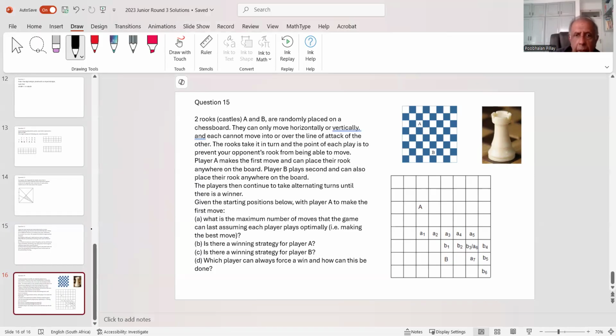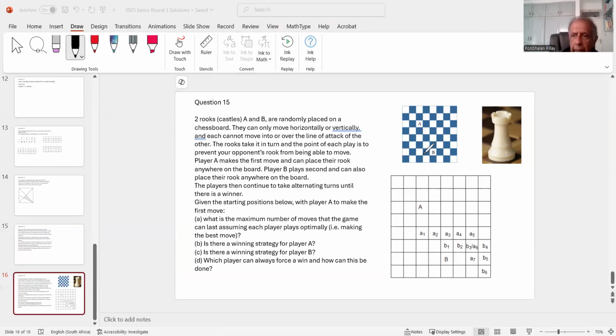So if I've got a rook here, for instance, I can move it anywhere to this point here, or anywhere to that point, as long as there's no piece in between. You're not allowed to jump a piece, or occupy a square in which another piece is resting.